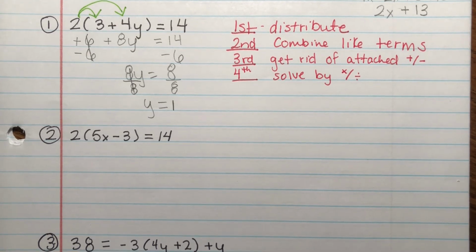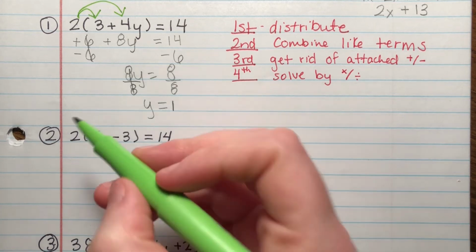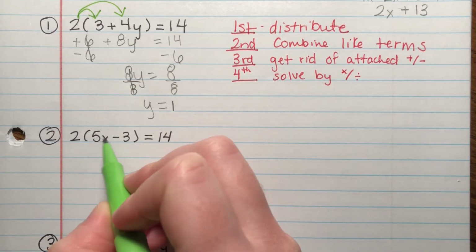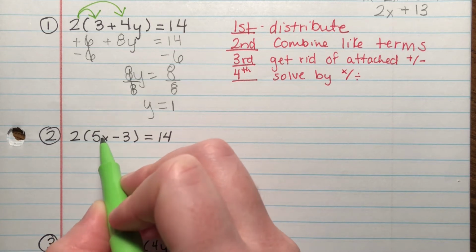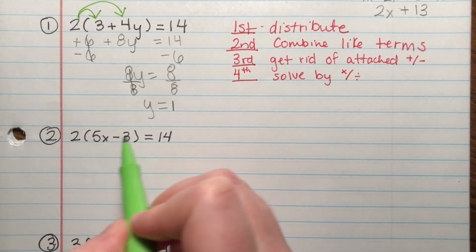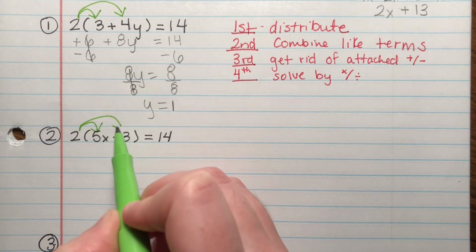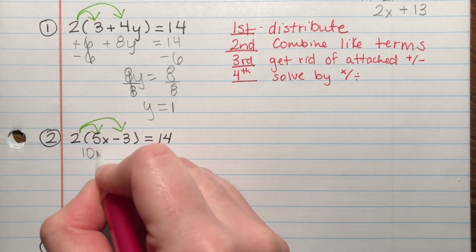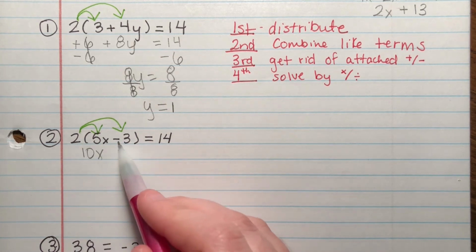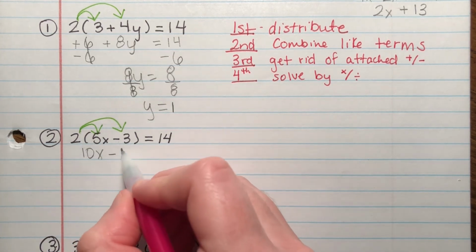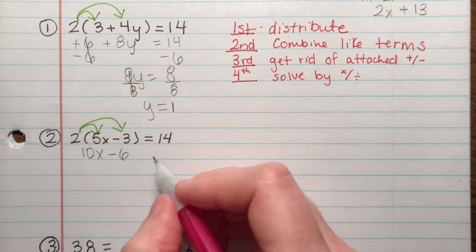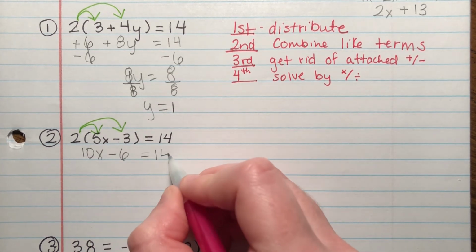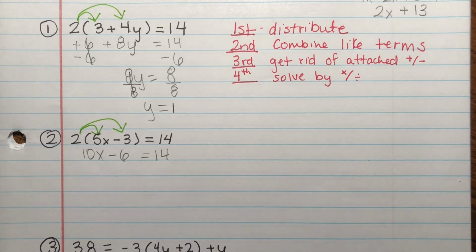We have 2 times 5x minus 3 equals 14. All right, so in order to get this x out of the parentheses, I've got to distribute to free this stuff inside the parentheses. So 2 times 5x is 10x, and then 2 times negative 3 is going to give me negative 6. Don't forget those negative signs. Those are very important, okay? And I have equals 14 left. So 10x minus 6 equals 14.